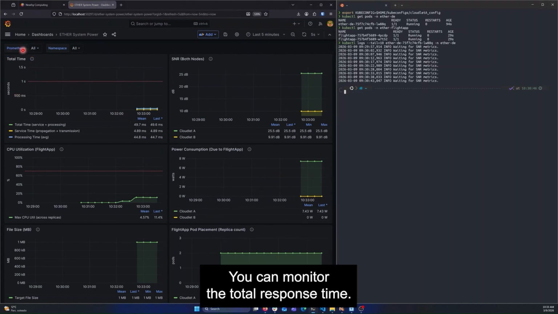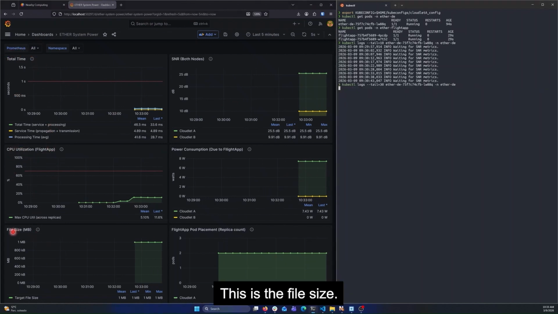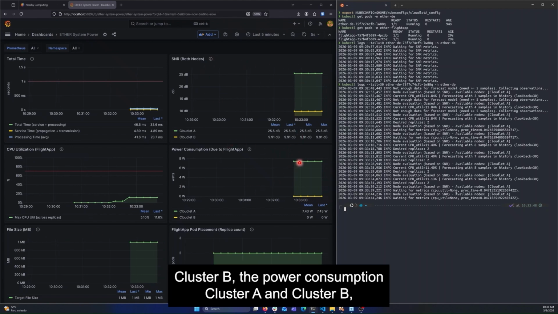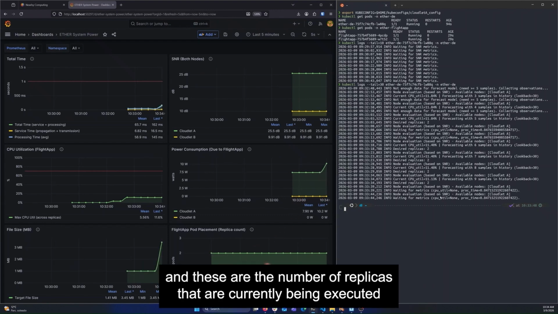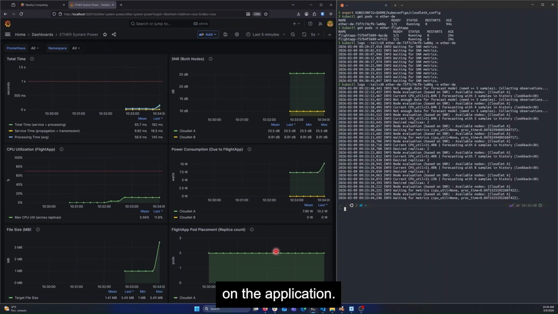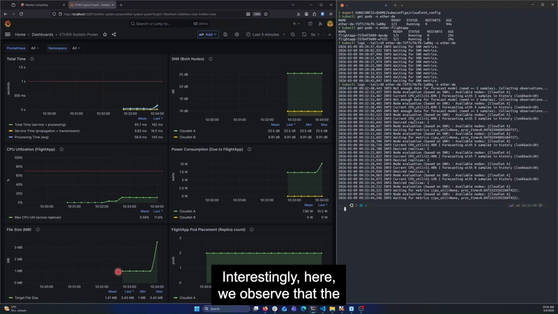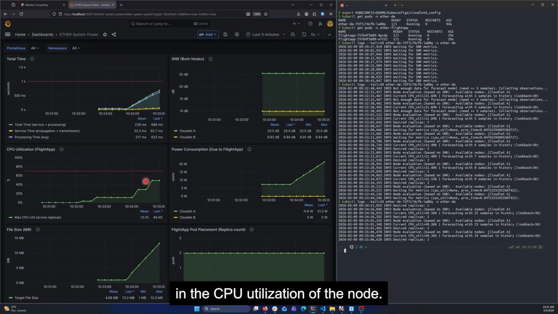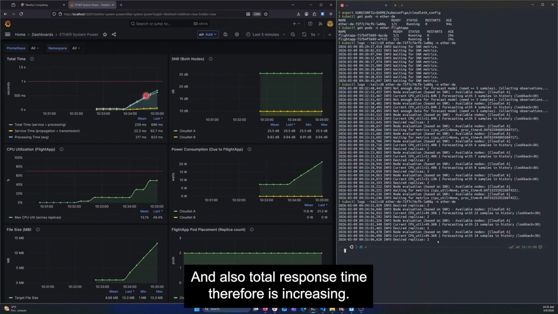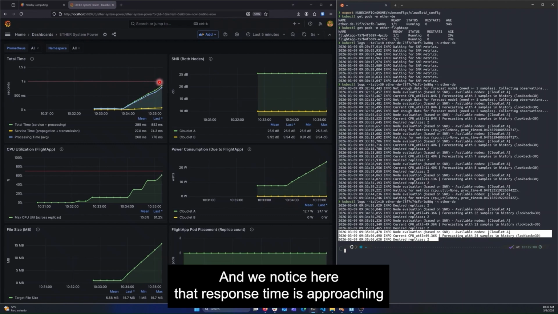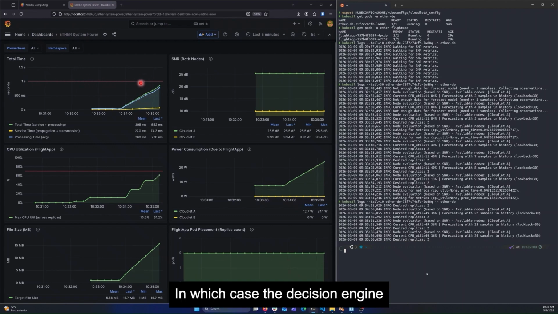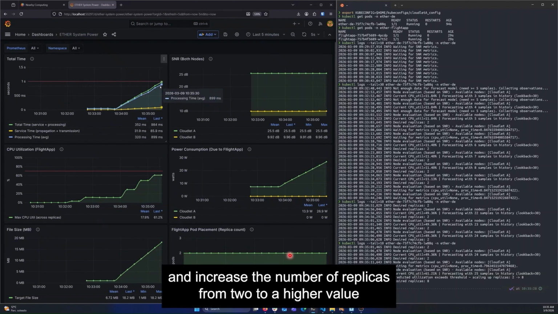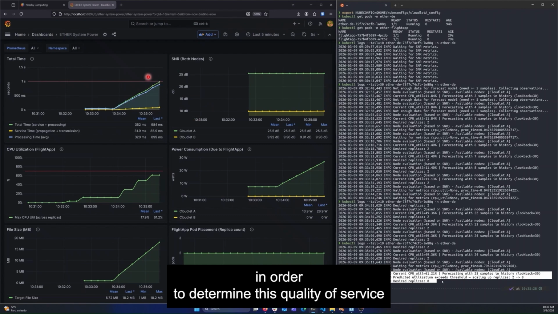Here we can monitor the total response time. Here we monitor the CPU utilization, the file size, the SNR of cluster A and cluster B, the power consumption of cluster A and cluster B, and the number of replicas that are currently being executed for the application. Interestingly, here we observe that the traffic demand is increasing, which is consequently causing an increment in the CPU utilization of the node, and the total response time is therefore also increasing. And we notice here that the response time is approaching the 1 second threshold that was set, in which case the decision engine should be able to make this prediction and increase the number of replicas from 2 to a higher value in order to tame this pending quality of service violation.